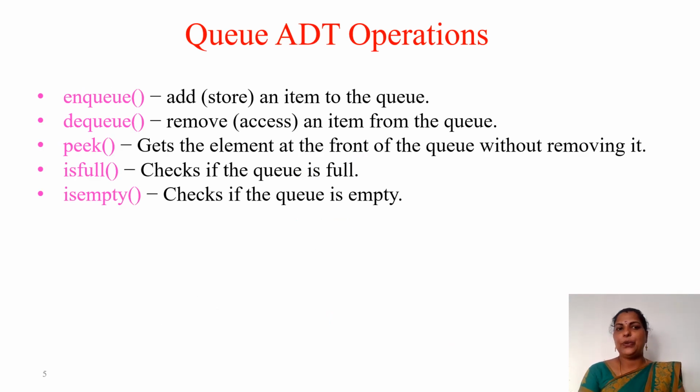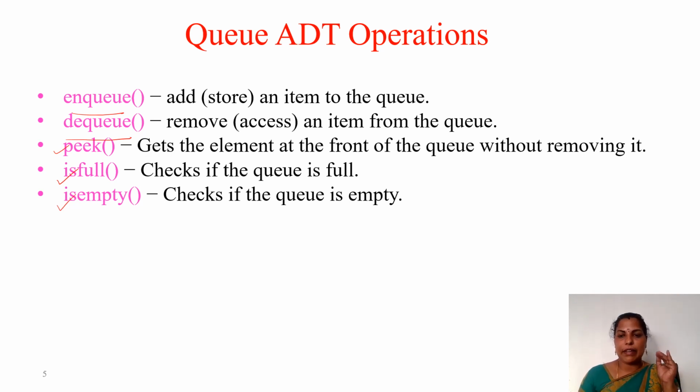In addition to the NQ and DQ operations, we have three more operations: peek, is full, and is empty. NQ and DQ we already know. NQ is to add an element in the queue. DQ is to remove or delete an element from the queue. Peek is to get the element at the front of the queue without removing it.